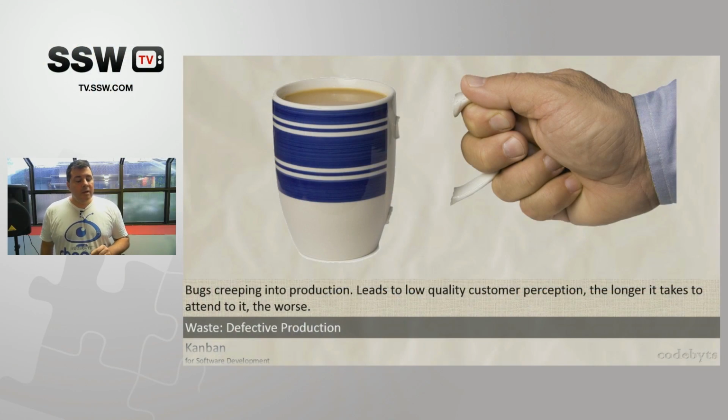I want to go through waste right now, and what we will see is this waste again has its origins in the manufacturing industry, but we will apply it to software. The first one is defective production, or a defect product. These are basically the bugs we have in our products, right? We're producing something too. And the more bugs we have, the more broken it will look to our customer.